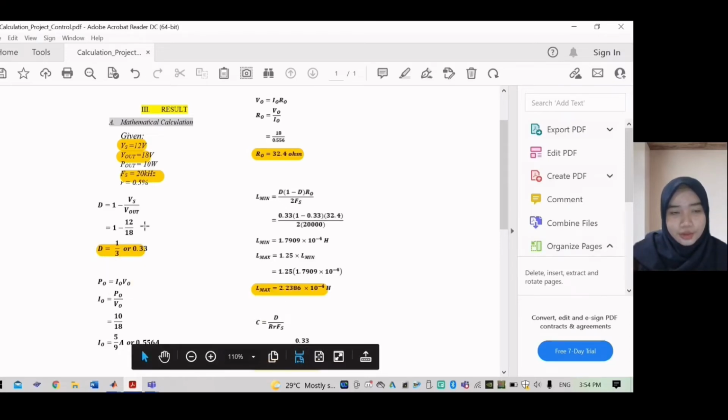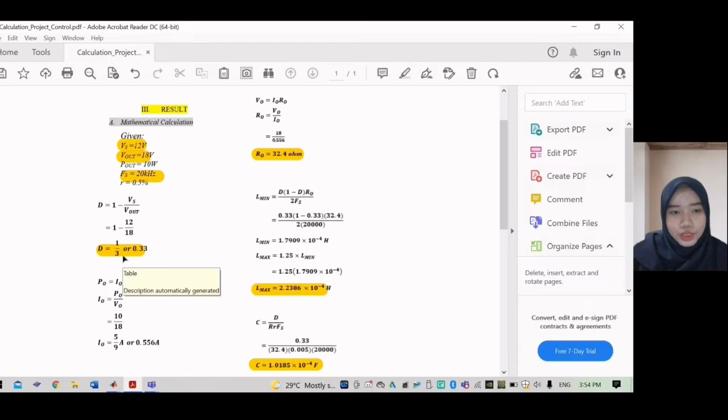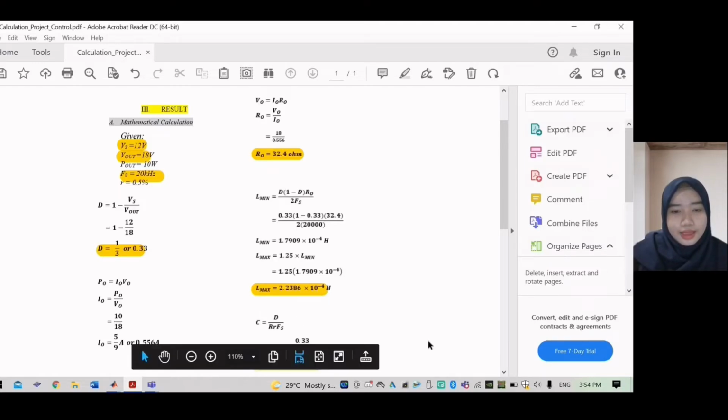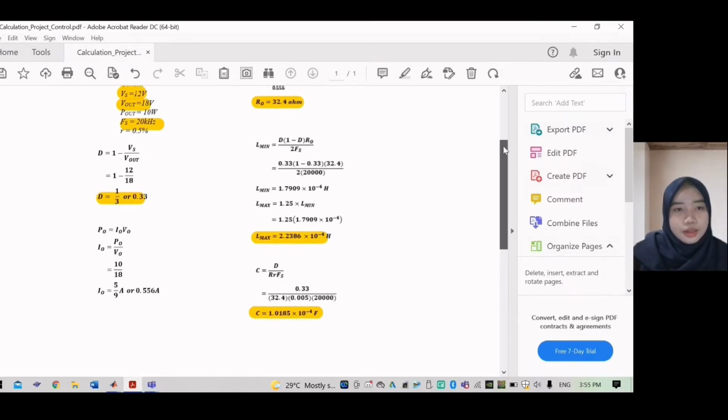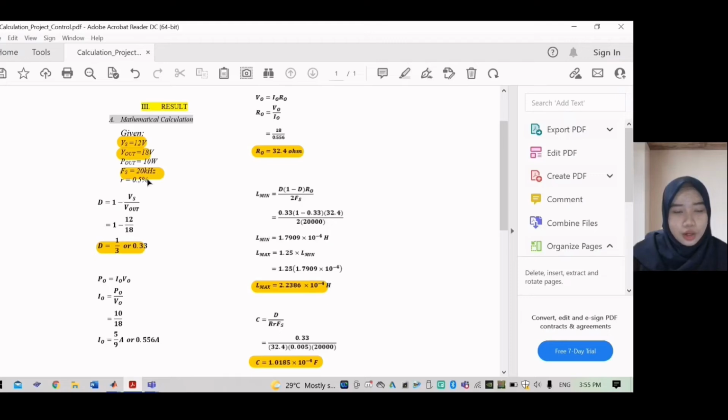From the calculation, we can get the duty cycle which is 0.33, resistor which is 32.4 ohm, the inductor which is 2.2386 power of negative 4, and the capacitor which is 1.0185 power of negative 4 farad. And the frequency that we use for our circuit is 20 kHz.